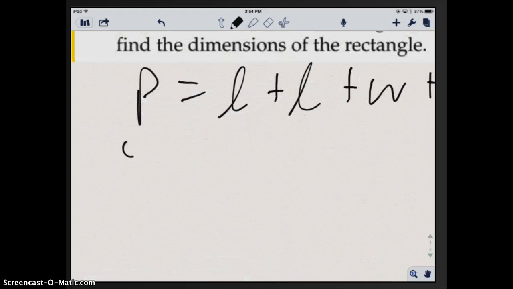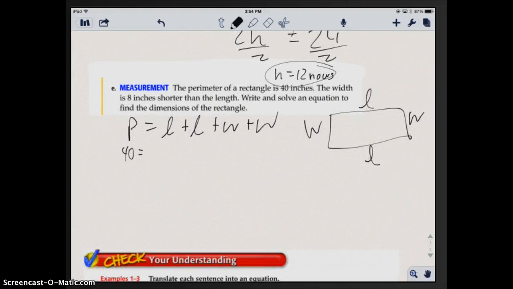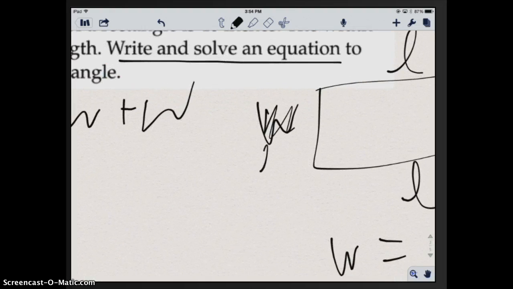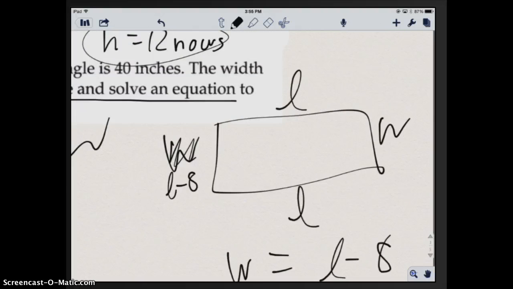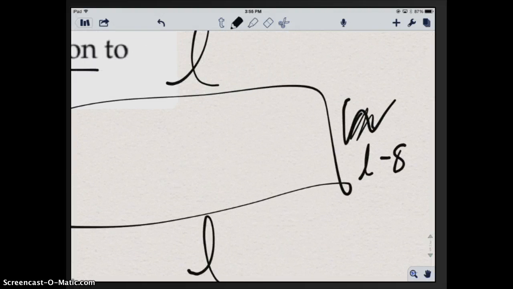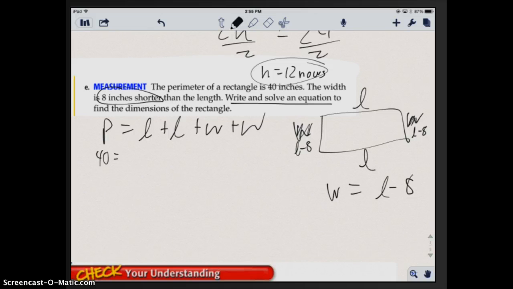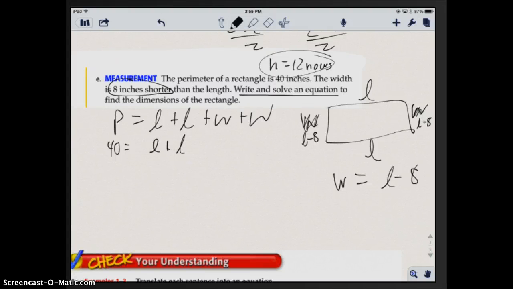Well, we know the perimeter is 40. So plug that in right there, equals, but then it tells us the width is 8 inches shorter. So you write and solve an equation. The width is 8 inches shorter than the length. So instead of the width, for W, you could put L minus 8. Because the width is 8 inches shorter than the length. And that helps us because then we don't have another variable. We just have L's. We'll just have the L plus L that's already there, plus, but instead of width, I'm going to put L minus 8, plus, but instead of another width, L minus 8.